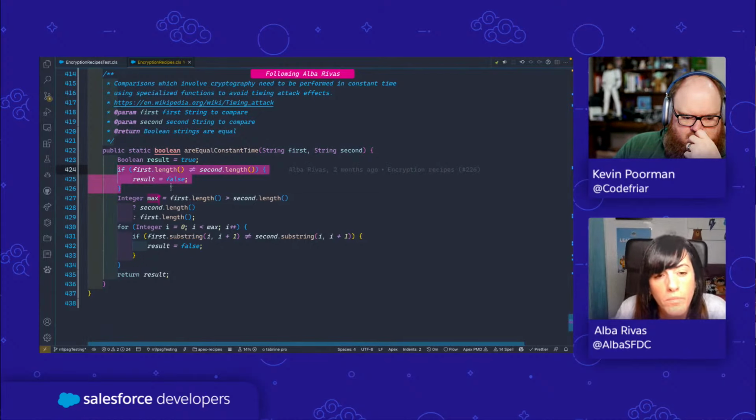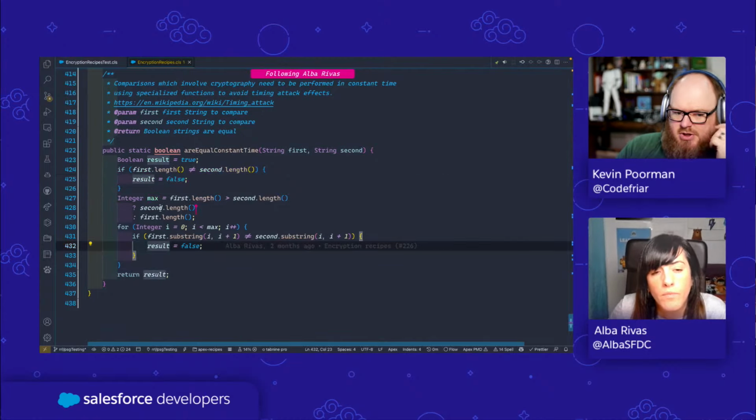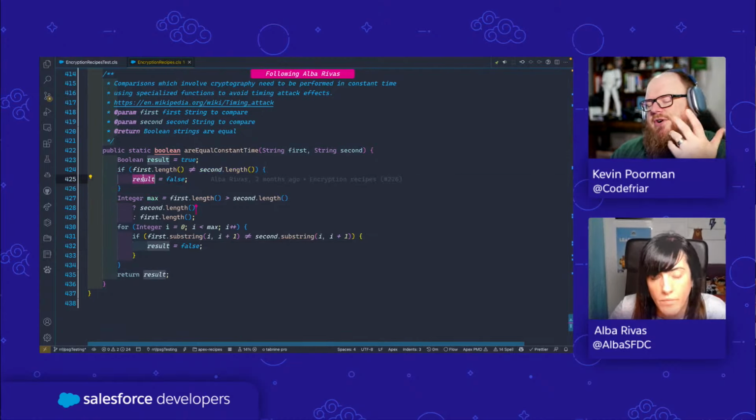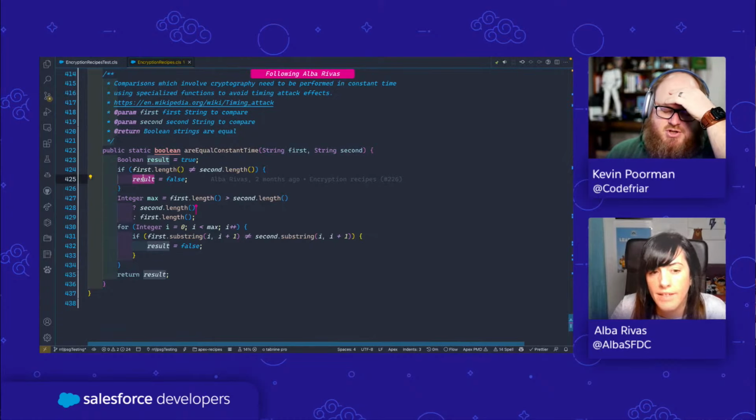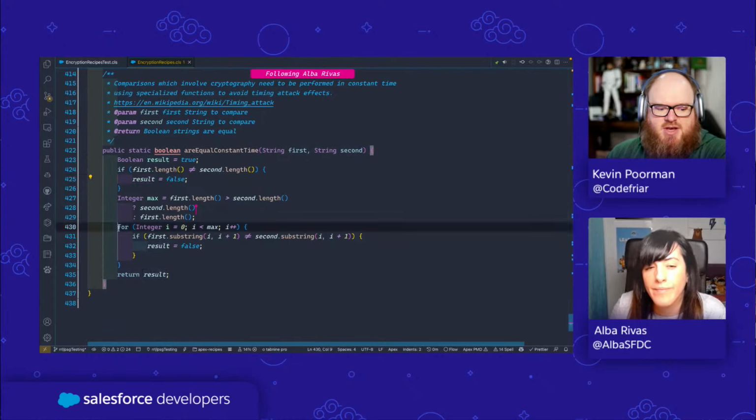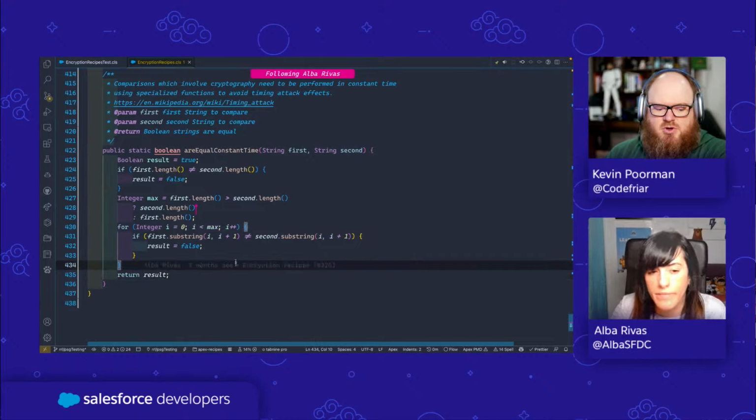Oh no, because we haven't returned. You're right. I was reading result is false, and it's not return, it's just result. Okay, I'm with you now. Yes. I need more coffee. Okay, and then we're going to go over each of these elements for the longest string, comparing the two substring elements. Okay, that makes sense. It took me a second, but I got there.